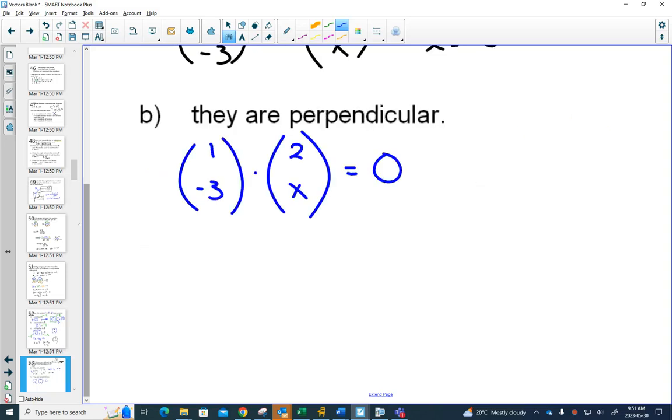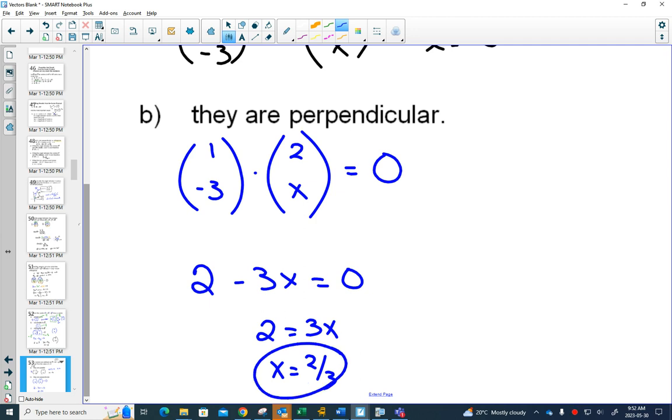And so if we multiply these, this will be 2 minus 3x has to equal 0. So solving for this, 2 is equal to 3x. And x would have to equal 2/3.